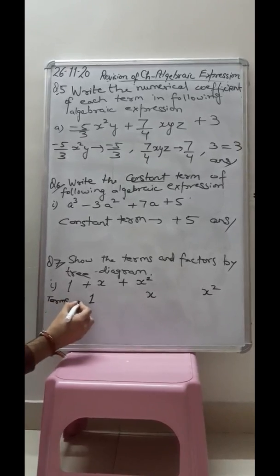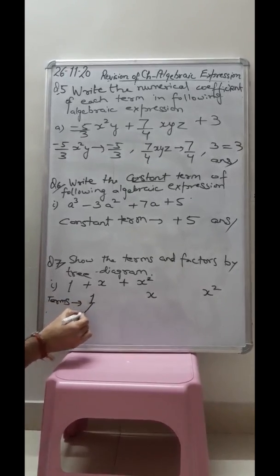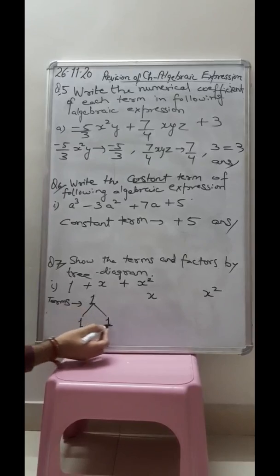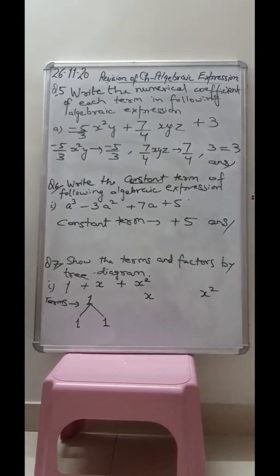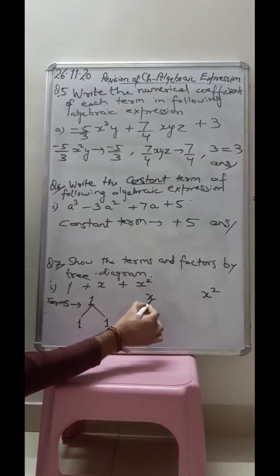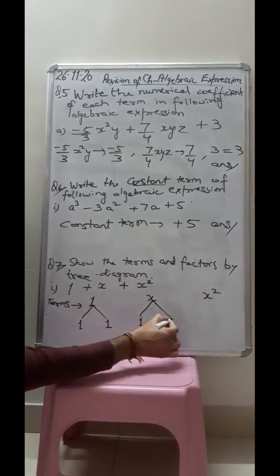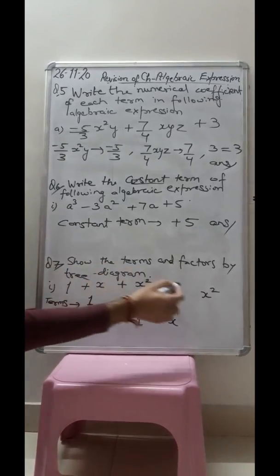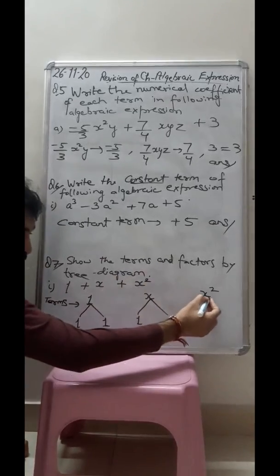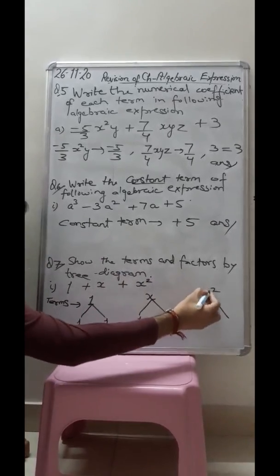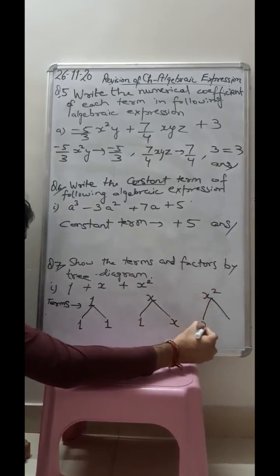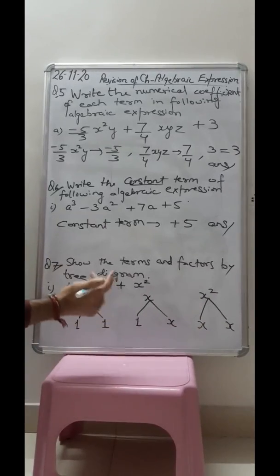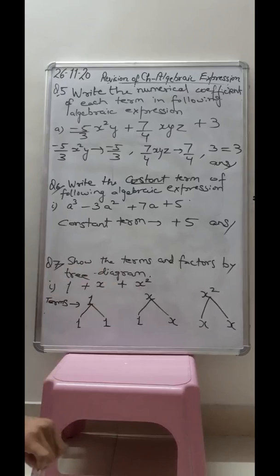This is your terms and we have to write down the factors. The factors of 1 are 1 and 1, because 1 into 1 gives you 1 only. This is your factors of 1, and the factors of x are 1 and x. That is 1 and x are the factors of x, and the last term is x square. x square means x is there 2 times, that means x into x, x multiplied by x gives you x square. So in this way we can show the terms and the factors by a tree diagram.